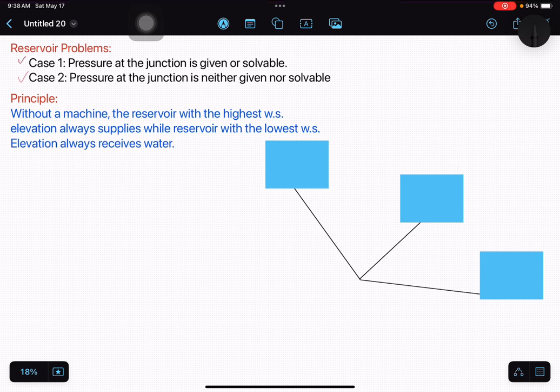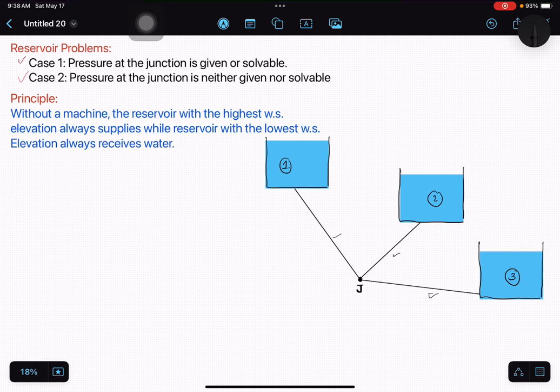So let's consider, for example, this figure. Meron tayong isang reservoir dito. Tawagin natin reservoir 1. And then, pangalawang reservoir, 2. And then, pangatlong reservoir, 3. And then, of course, they are connected by pipes, itong mga lines diyan. And then, let's call the connection of all these pipes, kung saan sila magmi-meet at a certain point, a junction. Okay, so ito yung ating junction. Tawagin na lang nating J.